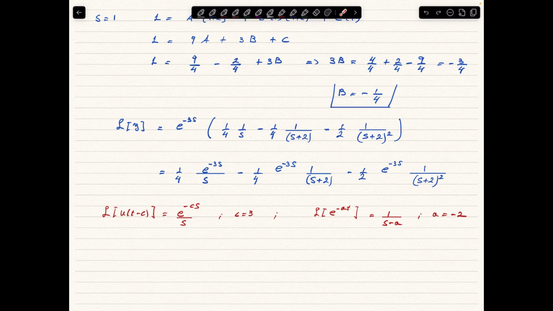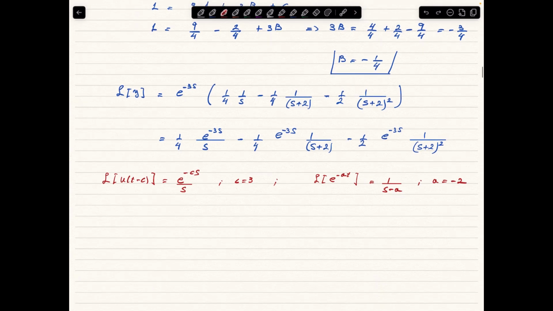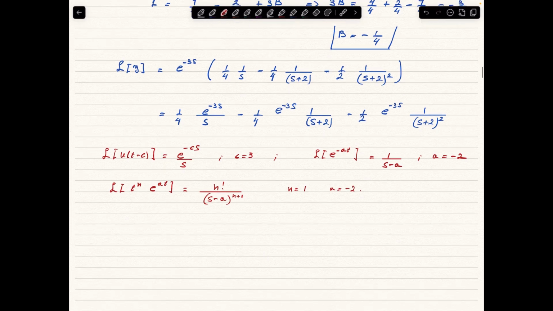What do we do with this square? Well, this is also in the Laplace transform table. We have to be careful, but in the Laplace transform table we have t to the power n exponential at, and the Laplace transform of that is n factorial over s minus a to the power n plus 1. So we use that formula with n equal 1, so we are going to have a factor t, and with a equal negative 2.